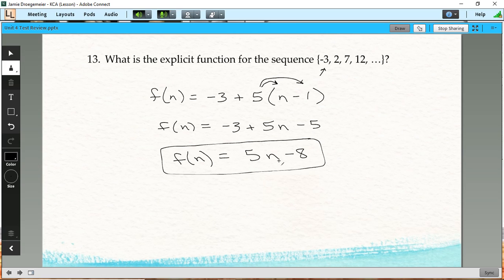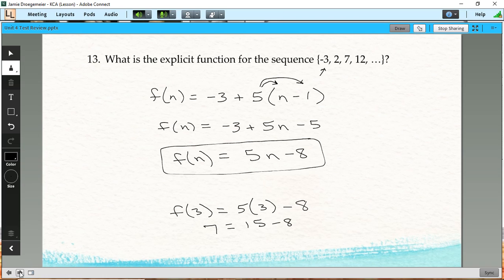You can always check this as well. So just as an example, our third term in our sequence is 7. So if I plug in 3 for n, so f of 3, if this is correct, should equal 7. Well, 5 times 3 minus 8, 5 times 3 is 15. 15 minus 8, that does equal 7. So just a way that you can check your function after you've set it up as well.